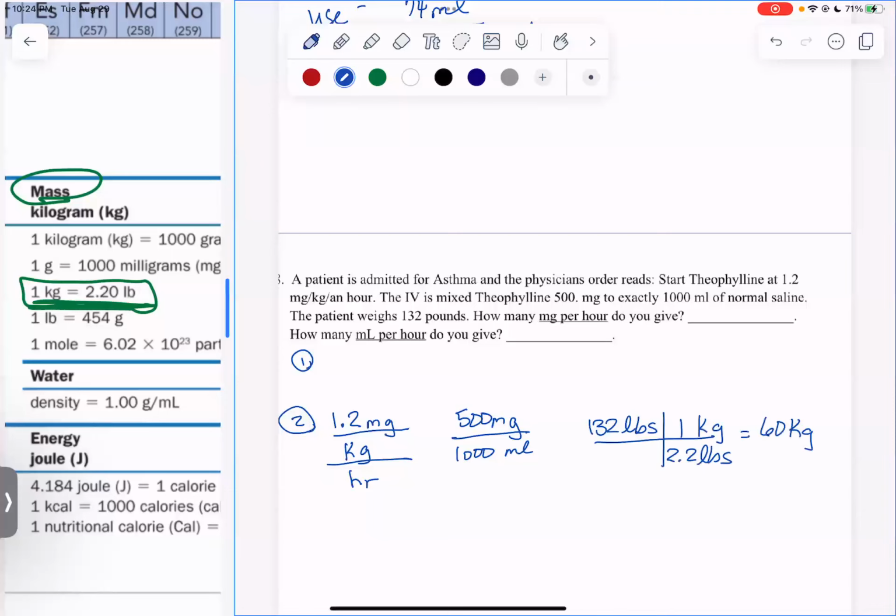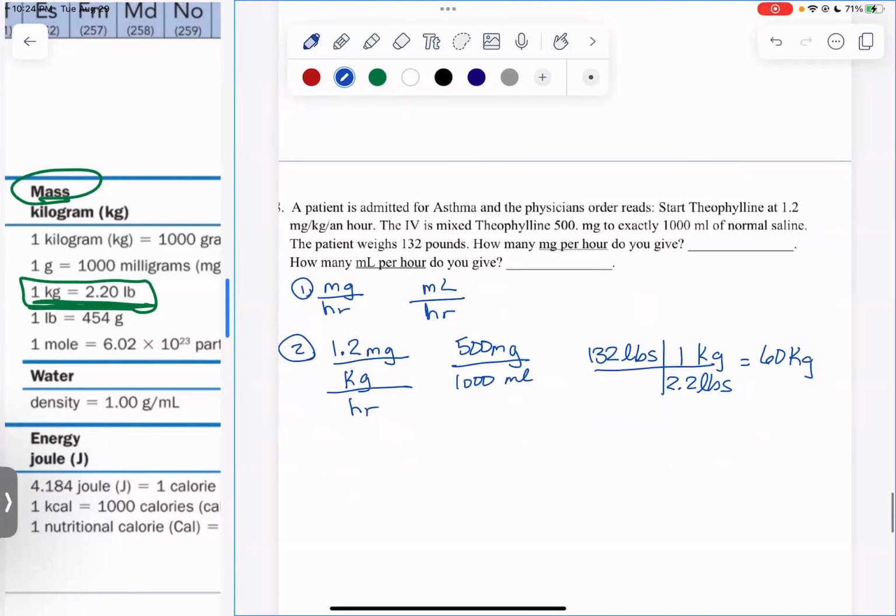So my goal is how many milligrams per hour do I give, and how many milliliters per hour do you give? Be careful that it's the top unit that is different in this problem rather than the bottom unit. Okay, so what do I start with? I'm going to start with how much this patient weighs. So I'm going to start over here with this kilogram. So I have 60 kilograms, right? That's my patient.